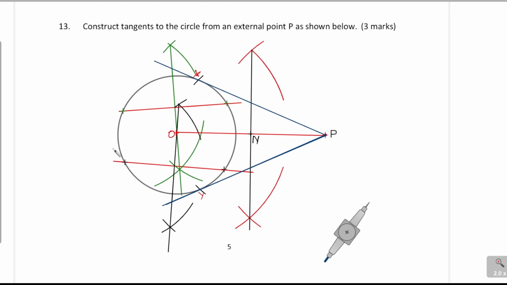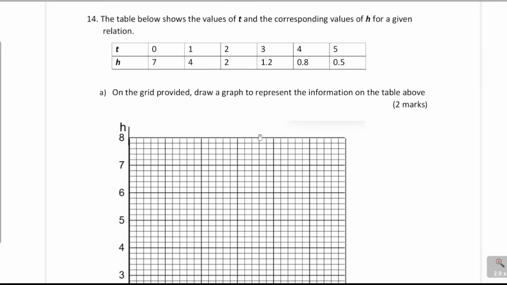So you can see these are the tangents. This line is touching that part of the circle. It is a tangent through X, and the other one through Y. And that is simply how you're supposed to construct the tangents to the circle from an external point.